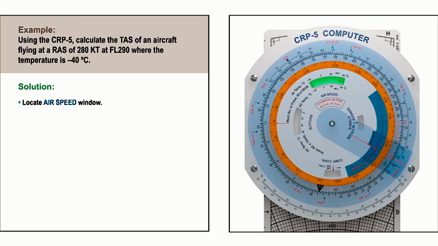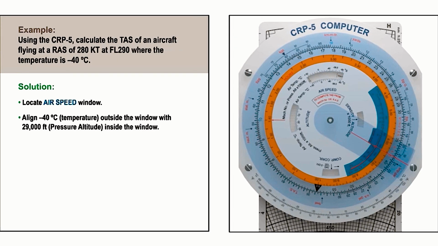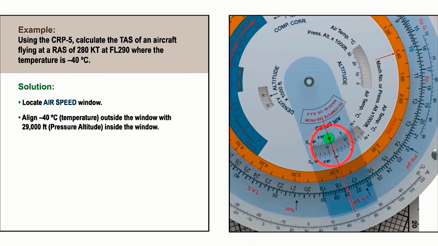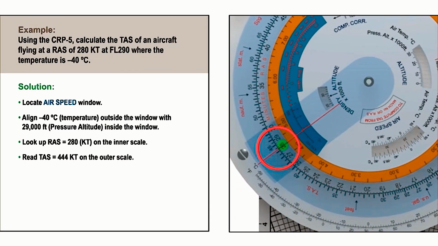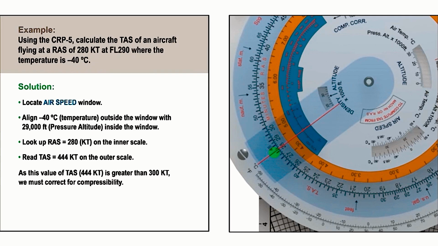Firstly, locate the airspeed window. Align the temperature of -40 degrees centigrade outside the window with the pressure altitude of 29,000 feet inside the window. Look up the known rectified airspeed of 280 knots on the inner scale and read off the true airspeed of 444 knots on the outer scale. Because this true airspeed is greater than 300 knots, we must correct it for compressibility.